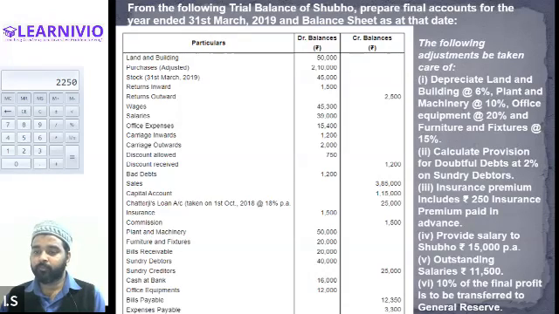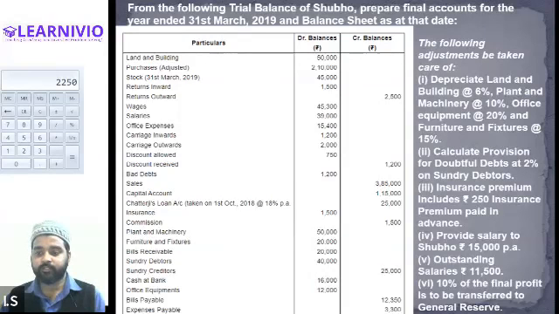And there is one more adjustment entry which is left to be adjusted. Adjustment entry 6, you can see. It says that we need to charge 10% of the final profit, and we need to transfer it to the general reserve. So we will first calculate the gross profit, then the net profit, and after calculating net profit, we will calculate 10% of this amount, then transfer it to the general reserve.